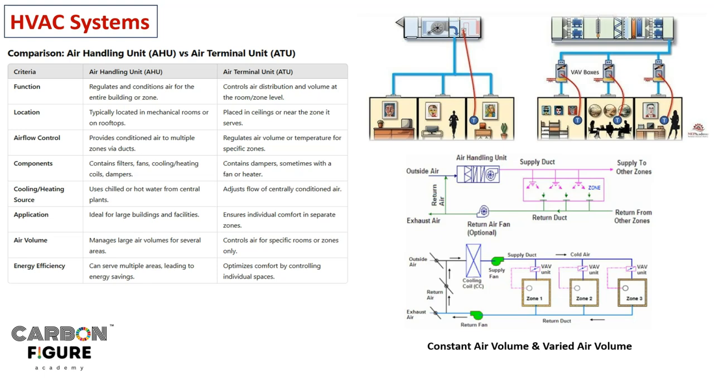Right. Regarding what else? Cooling and heating source. Air handling unit uses chilled or hot water from central plants, whereas air terminal unit adjusts the flow of centrally conditioned air. It's just channelizing and distributing the cold or hot air, right? So in case of application, air handling unit is ideal for large buildings and facilities, whereas air terminal unit ensures individual comfort in separate zones, right?